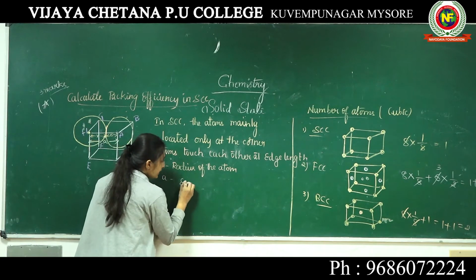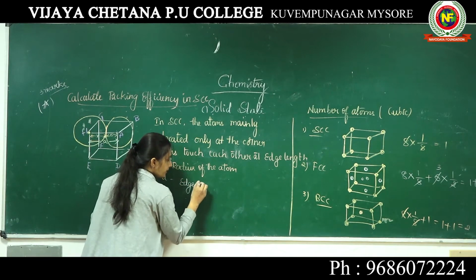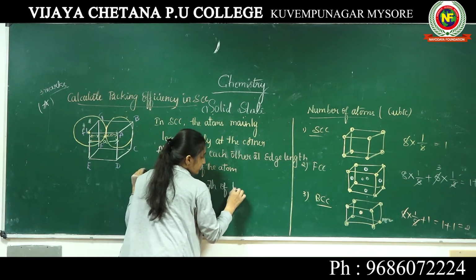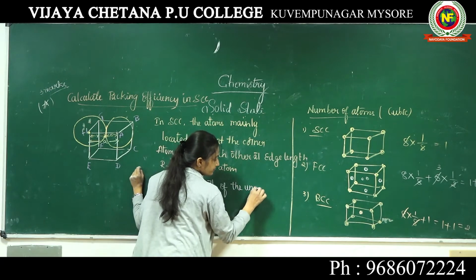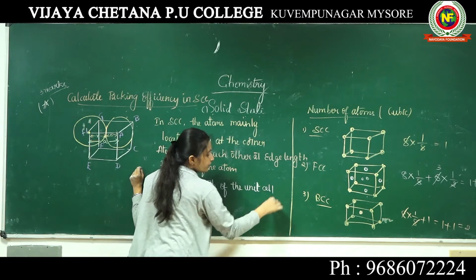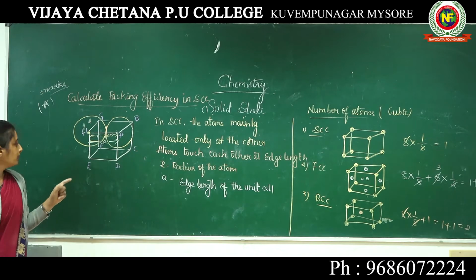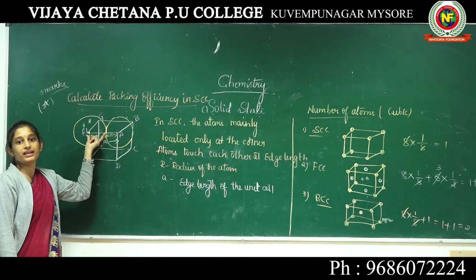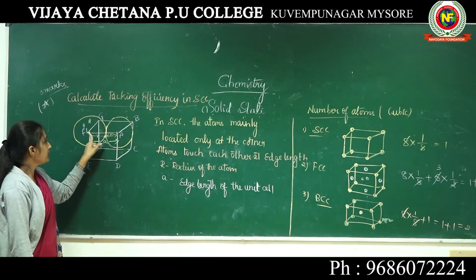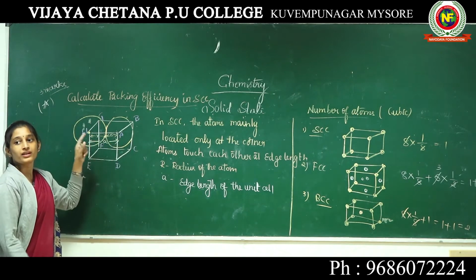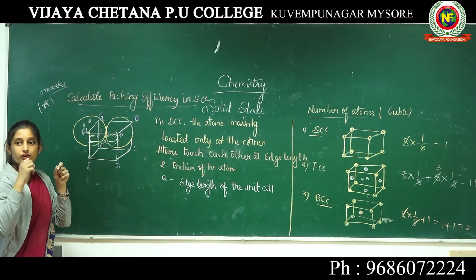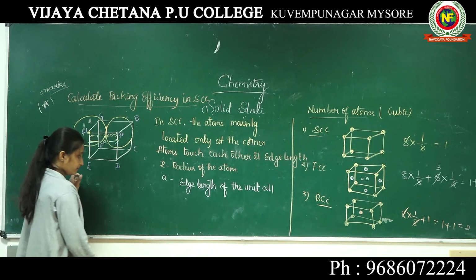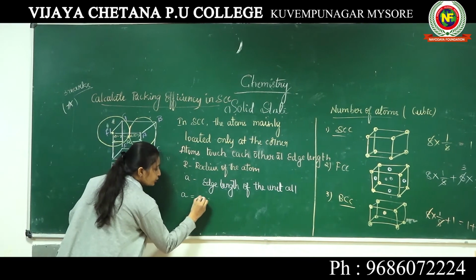So, edge length of the unit cell. Is it clear? From here to here, it looks like a circle. That's why radius. From here to here, it's one complete edge. So, edge length, we will represent it as a. So, a is equal to 2R.